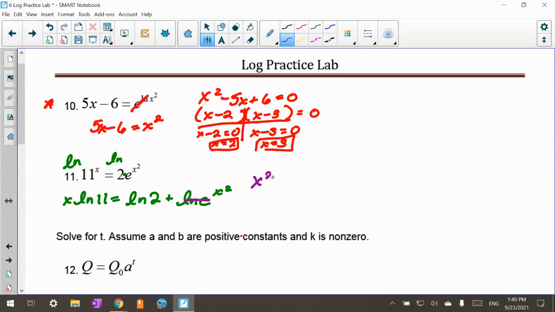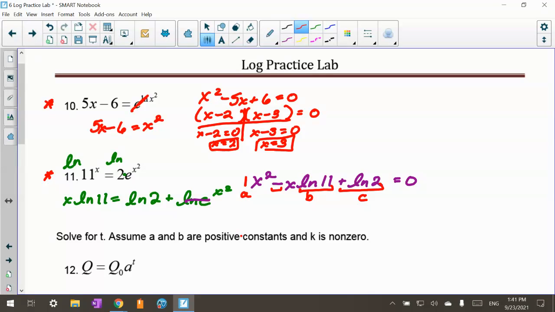So I have x squared, because that's what this comes out to be, minus x ln 11, plus ln 2 equals 0. So this is a quadratic, but you have to remember your a is going to be 1, your b is negative ln 11, and your c is ln 2. So this one, again, is another weird one. That's why I wanted to do the video, so you could see this.